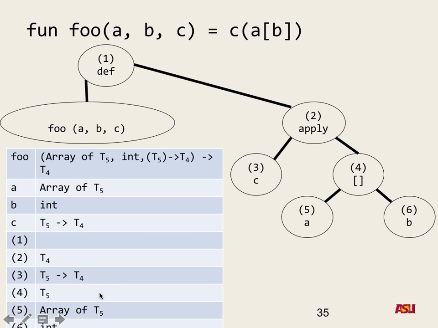T4, yes, T4 and T5 could not be the same. Correct. Why is that correct? Wait, oh, they could, yes. There's nothing that says they can't. Okay, perfect. This doesn't say that they can't be the same thing. It says that they're not constrained. They don't have to be the same thing every time. So you could pass into this function an array of booleans, an integer, and a way to change booleans to strings, and this whole thing would return a string. This is what this says.